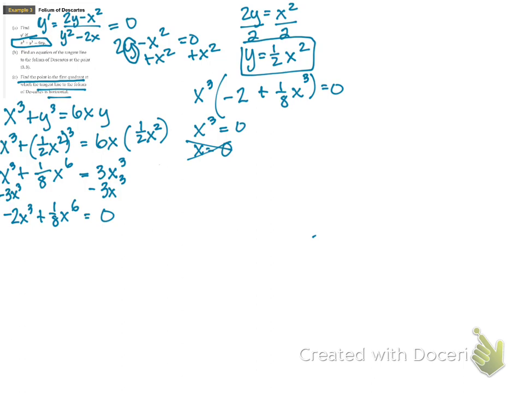Questions on that? So now we need to solve this other piece of information set equal to 0. I'm going to say 1/8 x cubed is equal to positive 2. Basically swinging that 2 across. Multiply both sides by 8. X cubed equals 16.